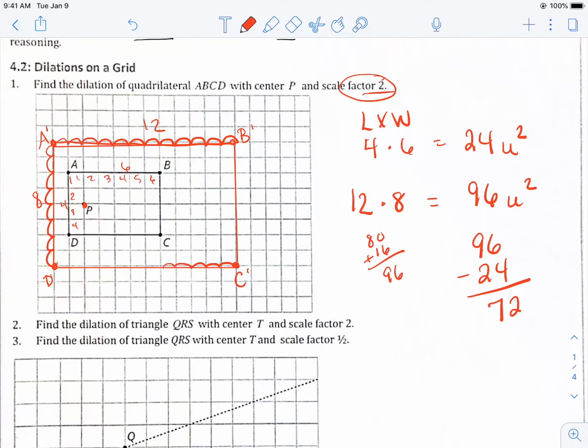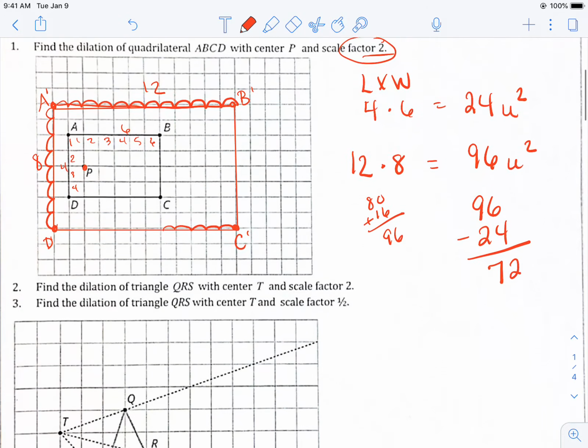Ooh, it's a lot bigger, quite a bit bigger. It's actually, if we think of what can we multiply 24 to get 96, we can see that the area is 4 times bigger. So when you're thinking about area, it doesn't change by the same scale factor because you've got multiple dimensions. So if you're asked that question, make sure you know. All right, let's move on down.